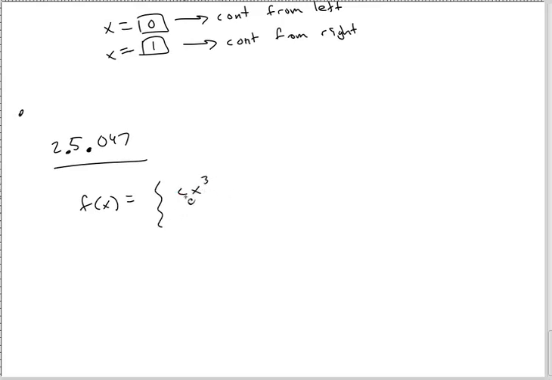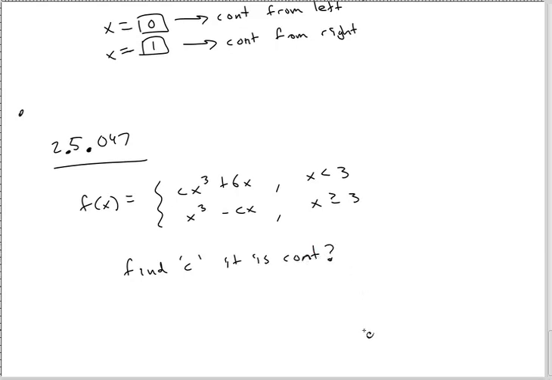So, I got c x cubed plus 6x, and they say that x is less than 3. And then the next one is x cubed minus cx, and this is when x is greater than or equal to 3. And they say find c so that it is continuous. Find c so that it's a continuous function. A continuous piecewise function.